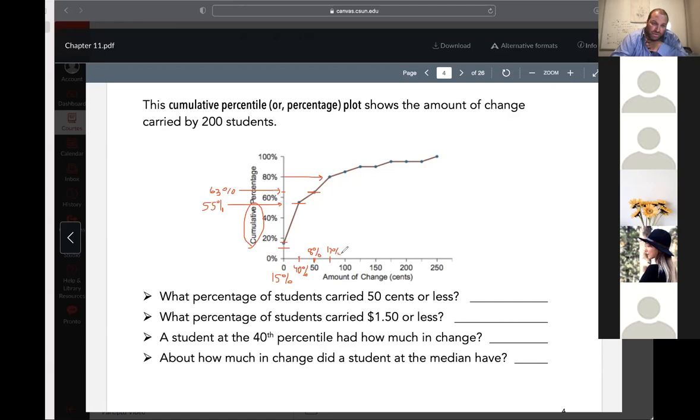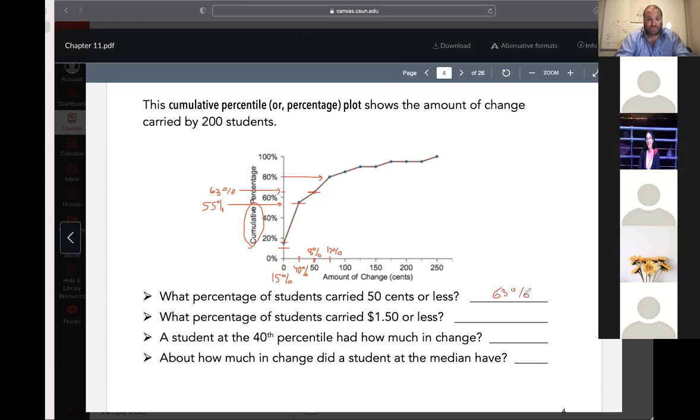So now we can answer questions as follows. What percent of students carried 50 cents or less? 63%. I can read it right off the graph. Now, what percent carried $1.50 or less? Would it be maybe 90%? Someone chatted and they said 90%. Good, that's what I would guess. So 90%.